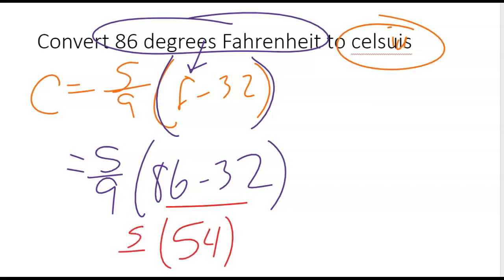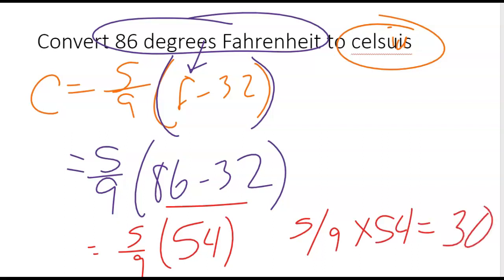So I'm going to take 5/9 times 54. So again, in your calculator, you can take 5 divided by 9 times 54, just nice in order, and it'll give you a nice, easy 30 degrees Celsius.